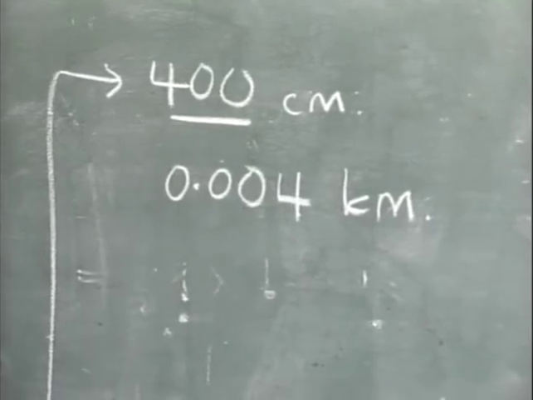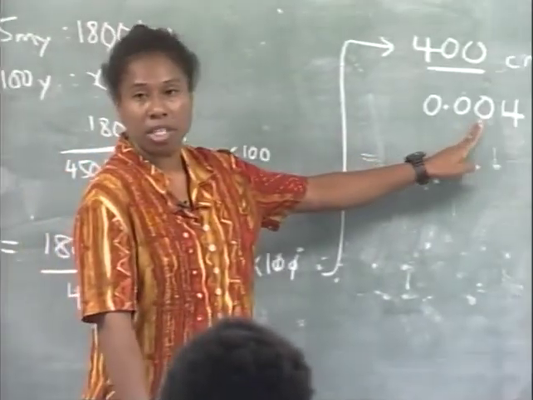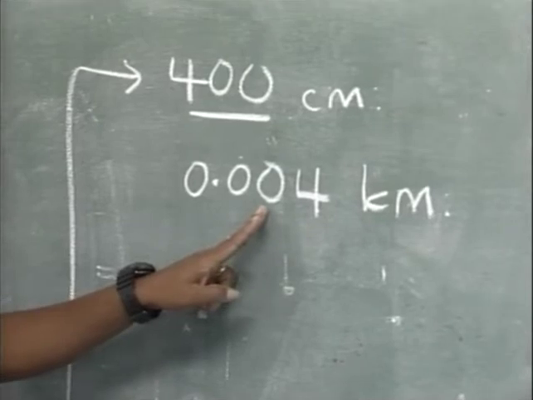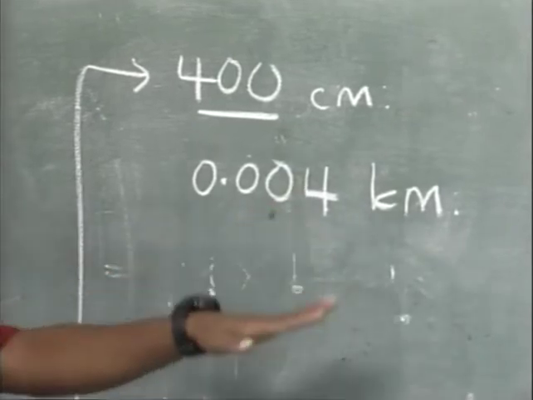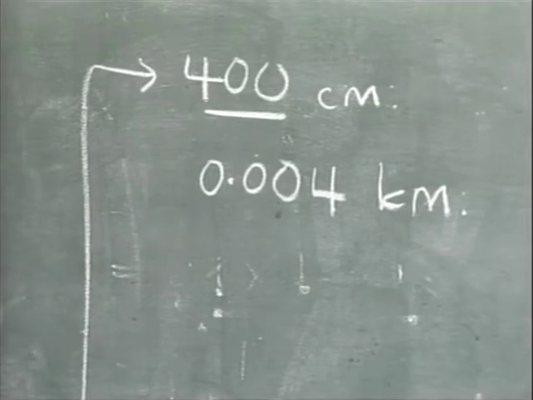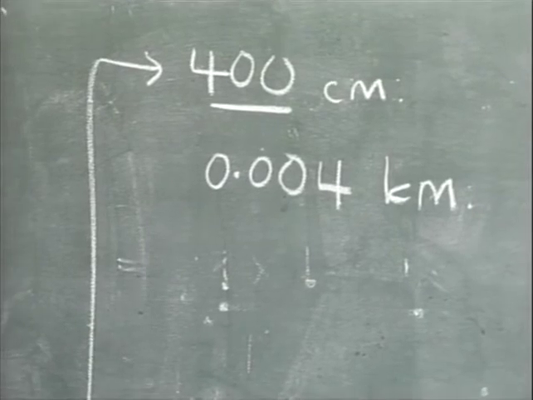We happy with that answer? Yes? Okay, so here we are saying that Australia would have shifted 0.004 kilometers every 100 years, or 400 centimeters every 100 years. And that's the answer to that question.